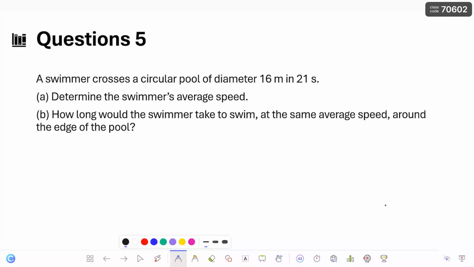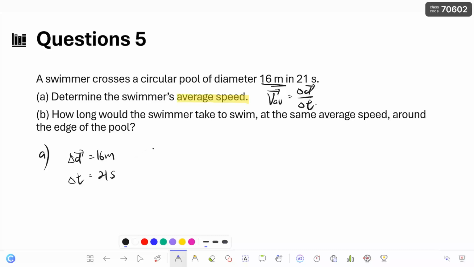Okay, question 5. A swimmer crosses a circular pool of diameter 60 meter in 21 seconds. So we have to determine the swimmer average speed. So we saw the keyword average speed. Therefore, we have to use the formula for average speed, which is delta D over delta T. So the information that we have is this one, 60 meter. So we know that the distance traveled is 60 meter, and then we have the total time taken to travel is 21 seconds.